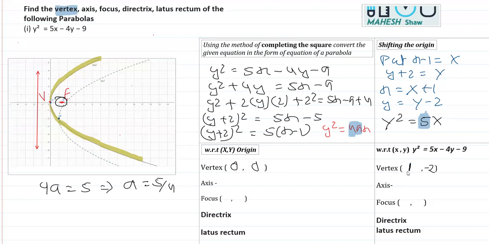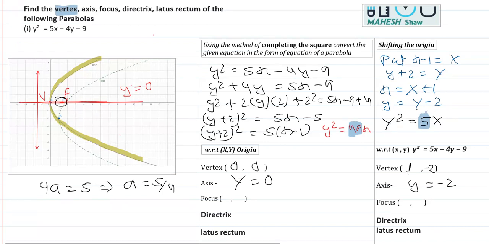Now coming to the axis, as you can see here, the axis for the parabola whose vertex is capital X, capital Y is the x-axis itself, right? And you know that for the x-axis, the equation is y is equal to 0. So I'll be writing here capital Y is equal to 0. Now for this one, replacing capital Y with 0, I'll get small y as -2.